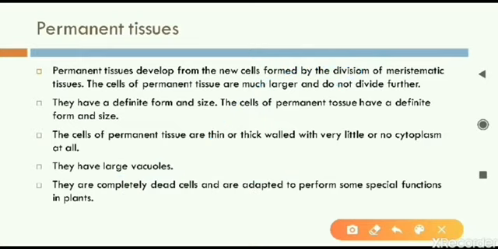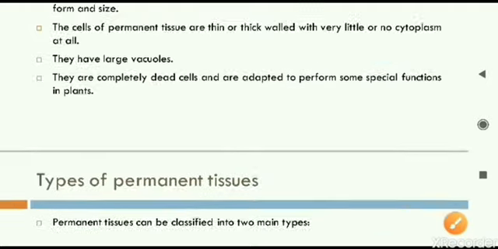Another important thing: the meristematic tissue, what is their function? Last class we discussed that they are actively dividing cells, so they are generally responsible for the growth of the plant body. It may be the increase in the height of the plant, or it may be the growth of the plant organs. But in the case of permanent tissue, it is not responsible for the growth of the plant, but there are several other special functions. Let us see them one by one.